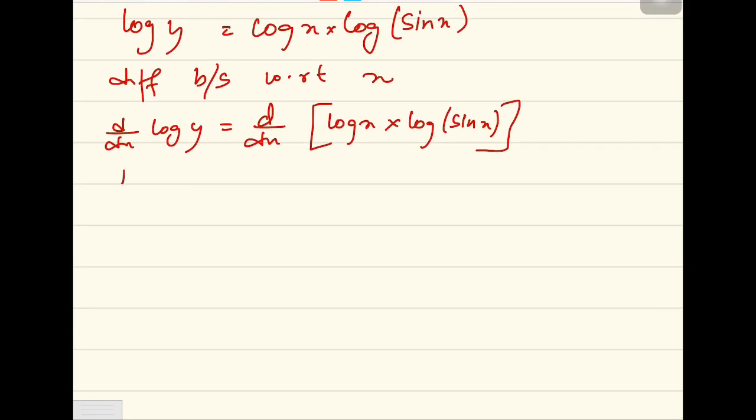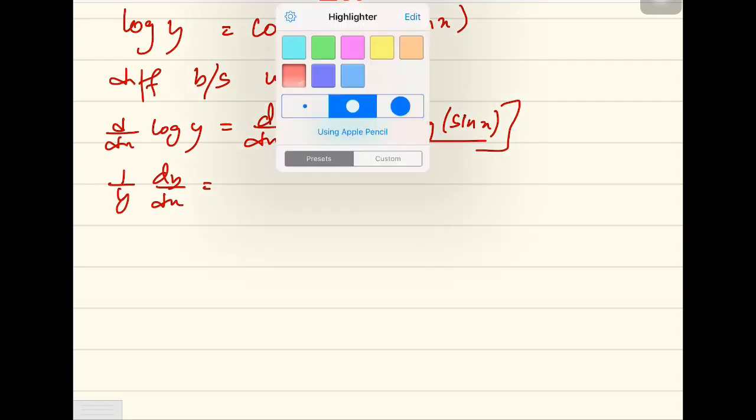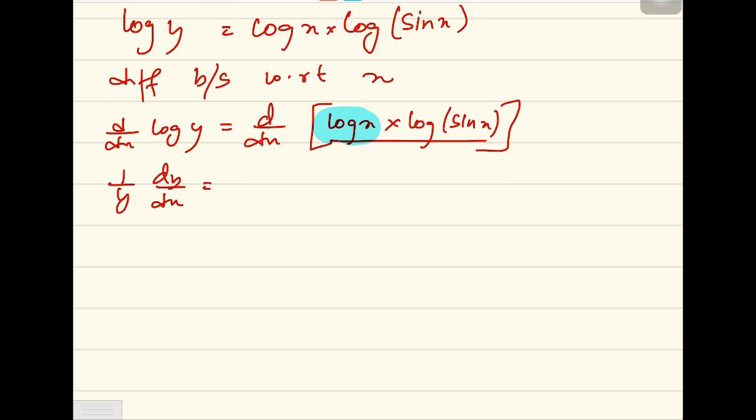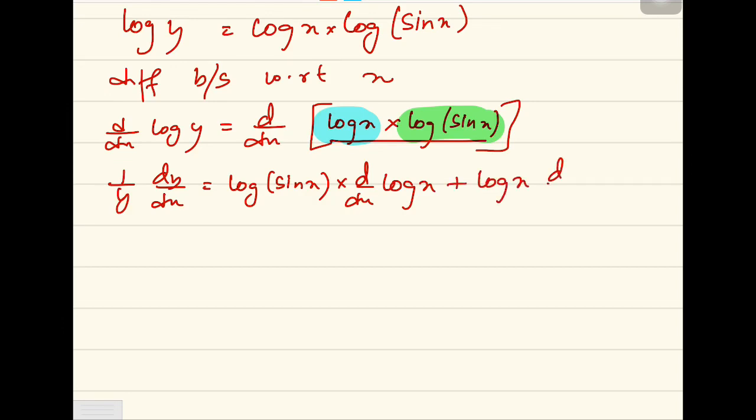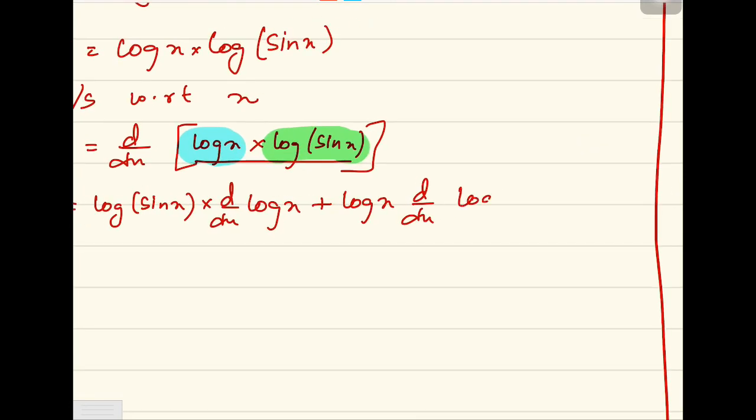Now this becomes 1 by y dy by dx. The chain rule will be applied here, and then here the product rule. This acts as the first function, this acts as the second one. So let me show you in different shades, blue and green. So d/dx of log x into log sine x will be by the product rule. How does the product rule work? Second, that is log sine x, the green one, into d/dx of first, log x, plus the first into d/dx of second, and that would give me log sine x.